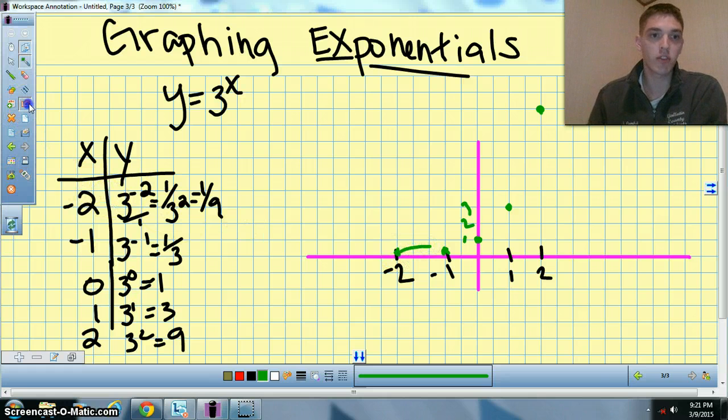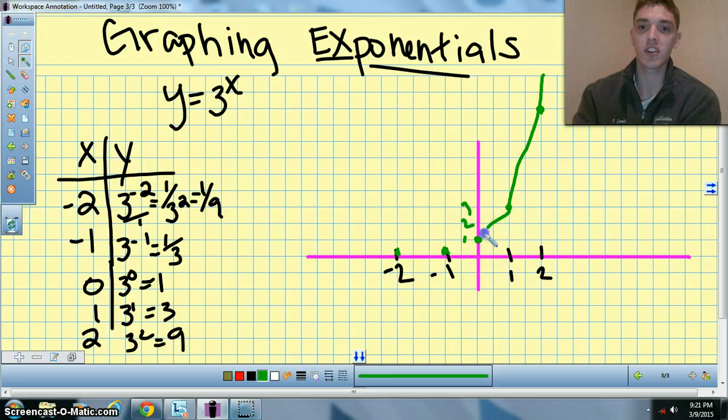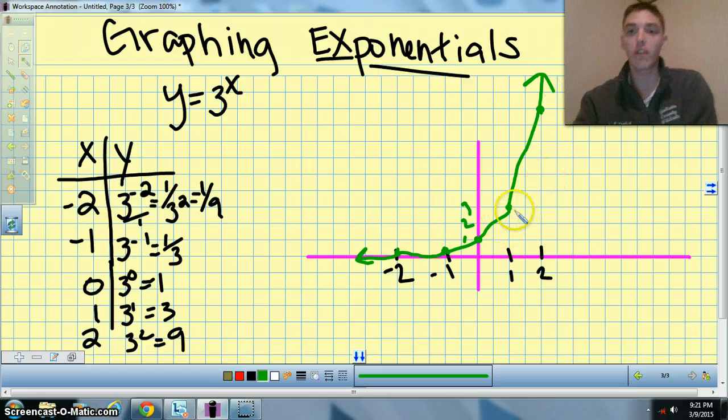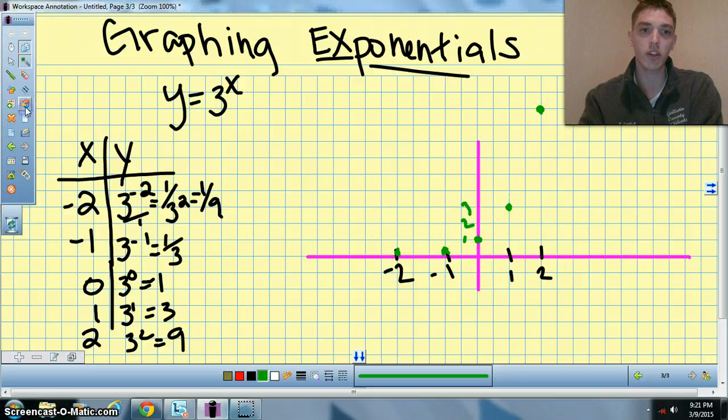And here's the tricky part for me, connecting the dots. So from there, anyways, you get the idea. We get this growing shape, growing exponentially. It's just going to grow up. As we go to the right, it's just going to get bigger and bigger. Now as we go to the left, it's just going to get closer and closer to 0. It's not ever going to quite touch 0. So it's just going to come right along the x-axis and just start getting closer and closer to it and never touch.